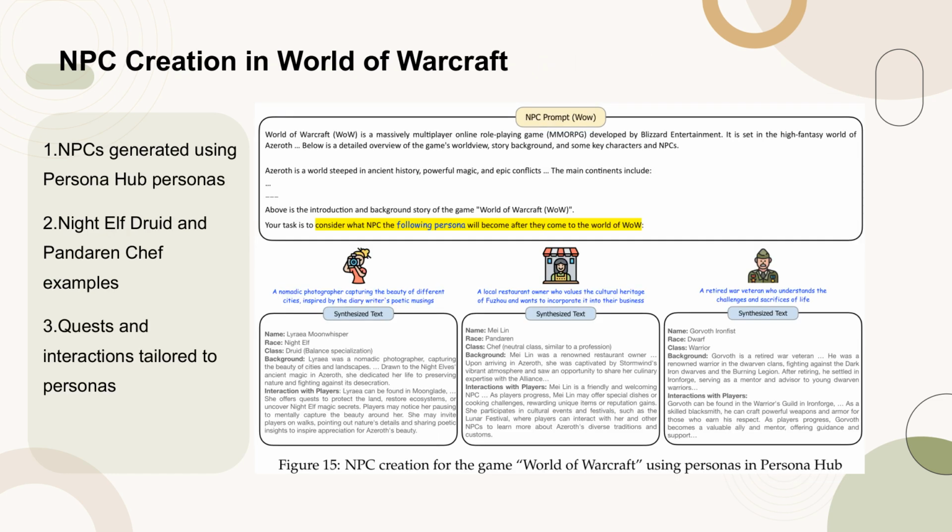Figure 15 illustrates the process of creating non-player characters, NPCs, for the game World of Warcraft using personas from Persona Hub. The example NPCs include Lyria Moonwhisper, a night elf druid with a background as a nomadic photographer, and Mei Lin, a Pandaren chef who is a restaurant owner. These NPCs offer unique quests and interactions that reflect their real-world personas, enhancing the game's immersive experience.